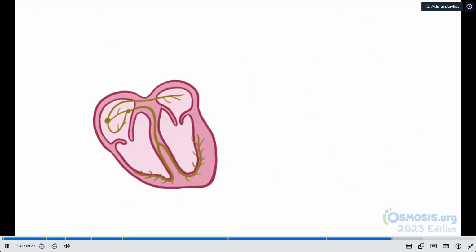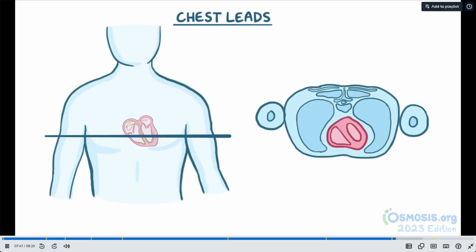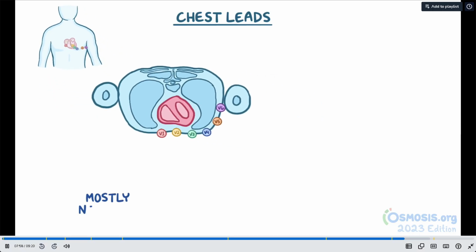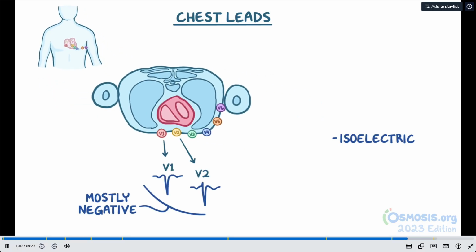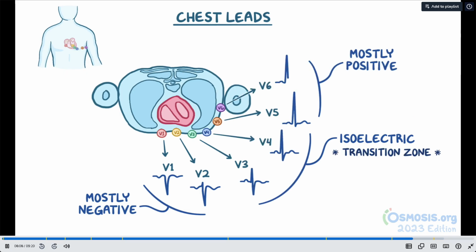Now let's switch gears and talk about the chest leads, which essentially view the heart in a horizontal plane. Now, looking down at the heart, we have leads V1, V2, V3, V4, V5, and V6. Normally, the QRS complex is negative in leads V1 and V2. It's isoelectric in leads V3 and V4, which is called the transition zone, and positive in leads V5 and V6.